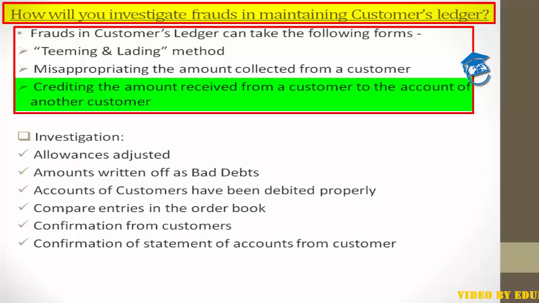Crediting the amount which has been received from one customer to the account of another customer and subsequently withdrawing the amount which has been wrongly credited. This is usually very common in many of the small Lala type firms. These are some of the ways wherein frauds may be done while maintaining the customer's ledger. Now, as far as your auditing is concerned, if you want to investigate into the matters, what will you do? Number one, you need to pay special attention.